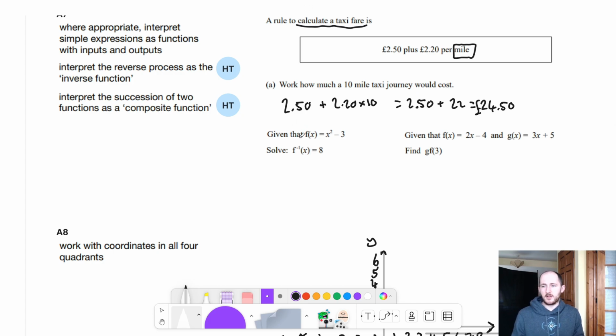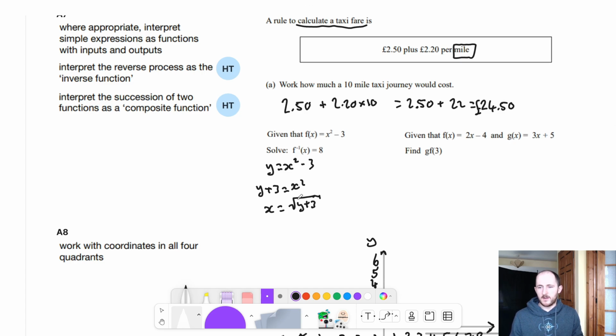So to work out an inverse function, instead of f of x, you write y, and you write out the function again. And what I'm going to do is I'm going to rearrange for x, because remember, a regular function takes in x values and gives you y values. An inverse function will take in y values and give you x values. So you need to make x the subject. So add 3 to both sides will give me y plus 3 equals x squared, which means x is equal to the square root of y plus 3.